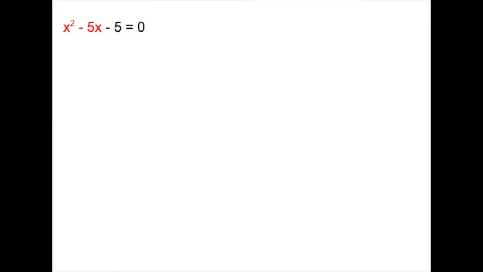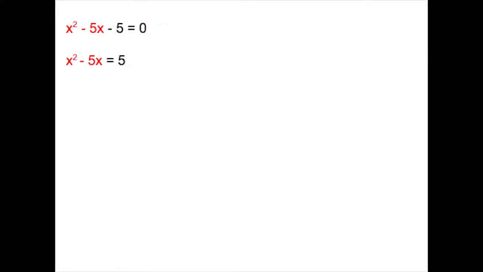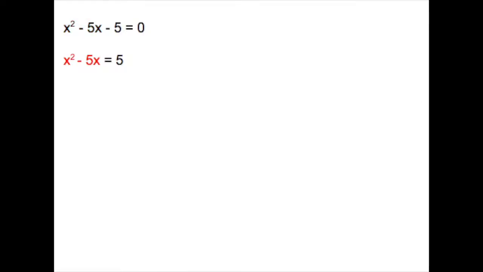To complete the square, we want just our ax squared term and our bx term on the left side of the equation. So to get rid of the minus 5 on the left side, we will add 5 to both sides of the equation, leaving us with x squared minus 5x equals 5. So we have successfully got just our ax squared term and our bx term on the left side. So we can proceed now with completing the square.